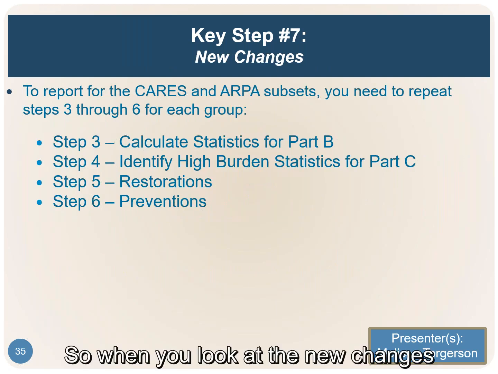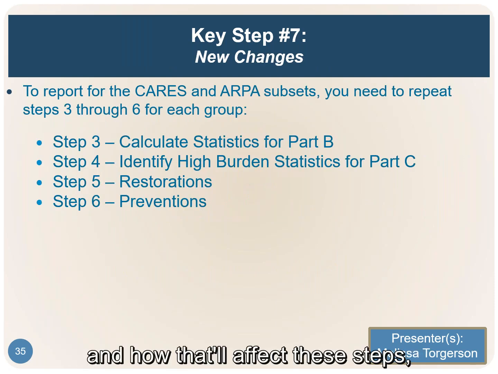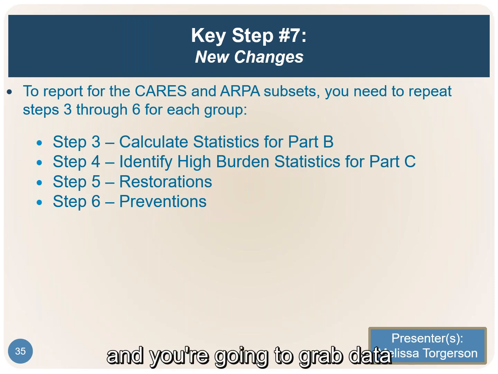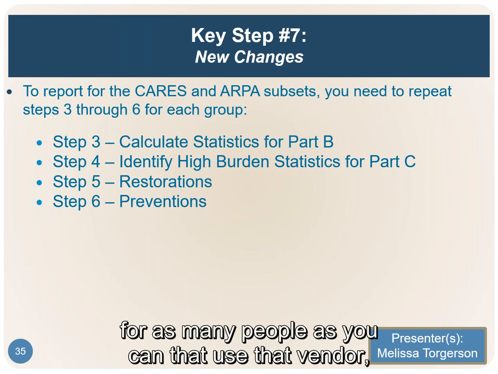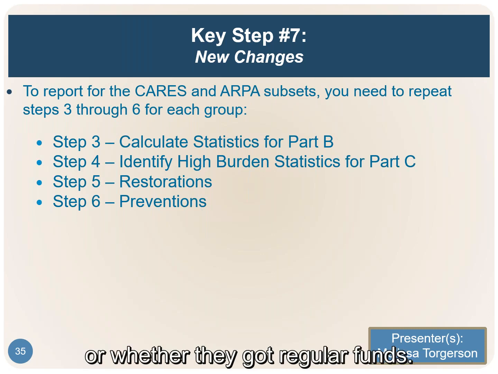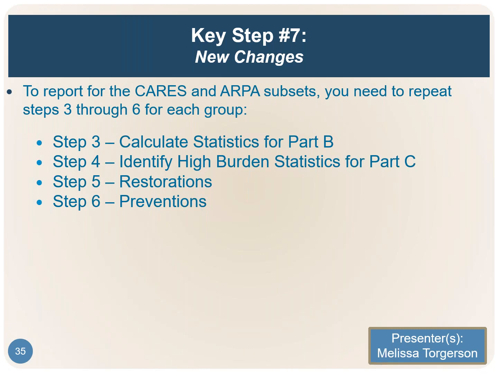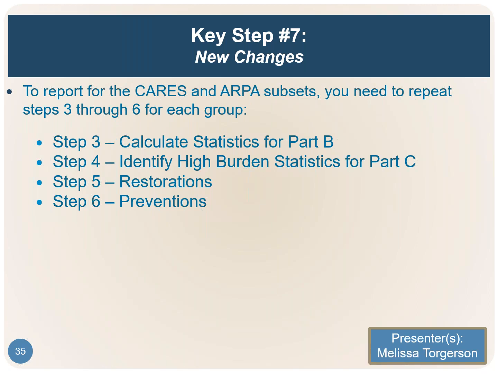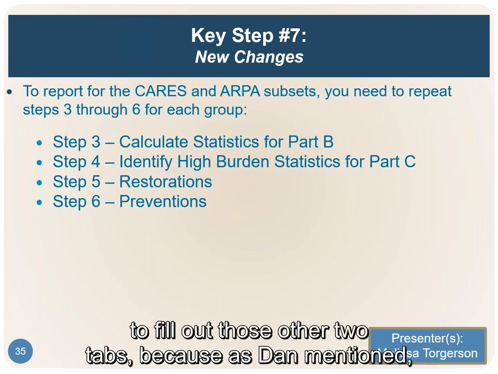So when you look at the new changes and how they'll affect these steps, your step one is not going to change. You're going to go out to the vendors and grab data for as many people as you can that use that vendor, whether they got ARPA, whether they got CARES, or whether they got regular funds. But steps 2 through 6 then need to be adjusted for CARES or ARPA only to fill out those other 2 tabs.